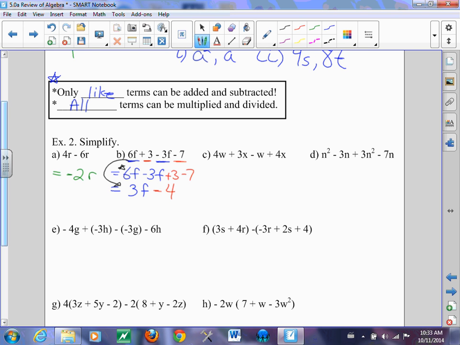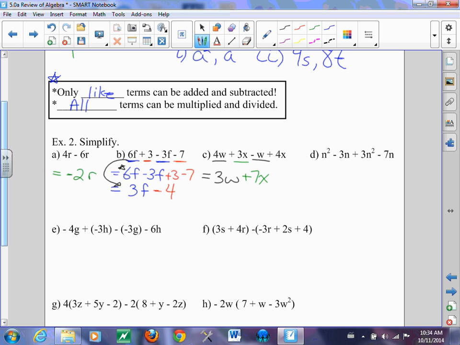All right, let's try this next example. Now, when you've got two letters, you try to go in alphabetical order. Which one comes first, the W or the X? W, X, Y, Z. So do the W's first. We have 4W minus 1W, so that's going to end up with 3W. Now we take a look at our next like terms, and we have plus 3x plus 4x, which is going to be plus 7x.